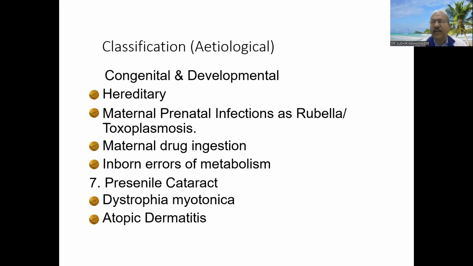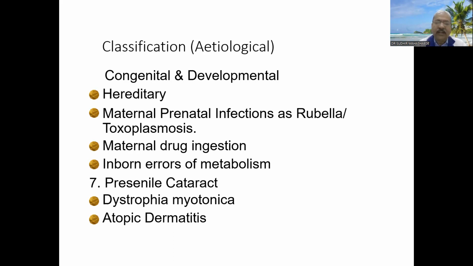The other way of classifying the cataract is congenital and developmental, that is hereditary. Maternal prenatal infection such as rubella or toxoplasmosis, especially in the first trimester of pregnancy, can lead to a child born with cataract. Maternal drug ingestion, then inborn errors of metabolism. They are the different causes of cataract.